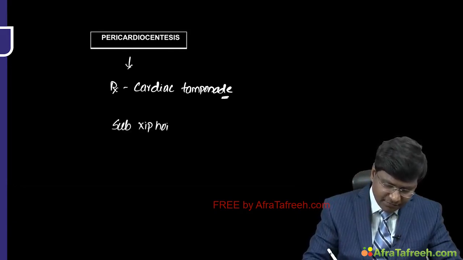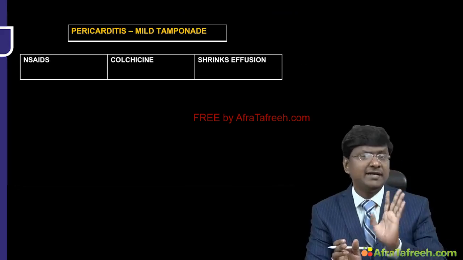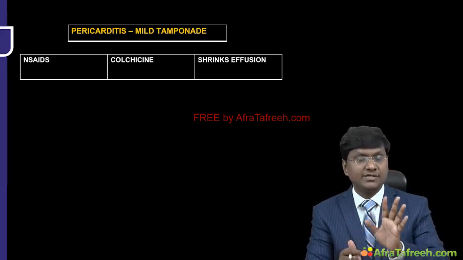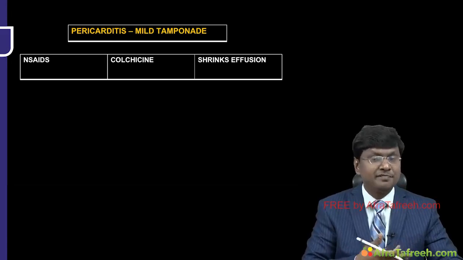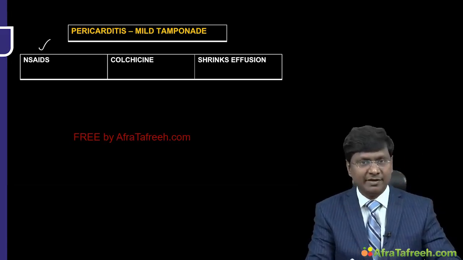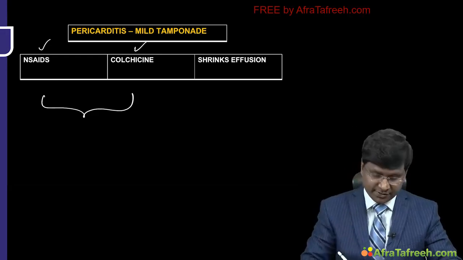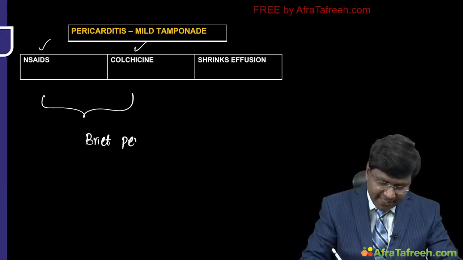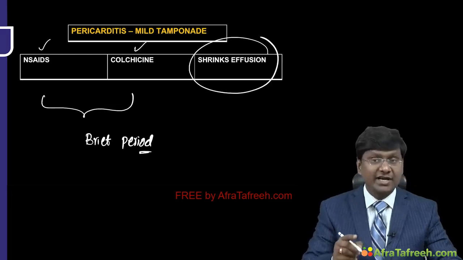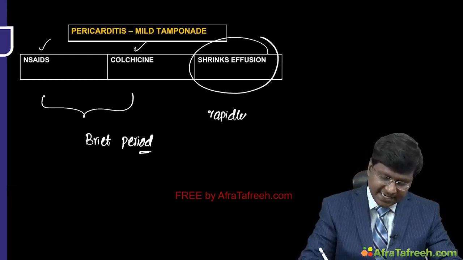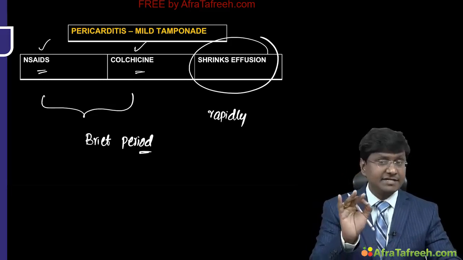Now, apart from this, do we need to supplement any drugs apart from pericardiocentesis? Suppose the individual is having mild tamponade, right? There is no exaggerated increase of the pericardial pressure, there is mild tamponade, and the patient is having the pericardial pain of pericarditis, then you can give non-steroidal anti-inflammatory drugs as well as colchicine. What is the purpose of giving these NSAIDs and colchicine for a brief period of time? They have been found to reduce or shrink the effusion rapidly. That is the advantage of giving these NSAIDs as well as colchicine if the individual is having pain of idiopathic pericarditis, if there is mild tamponade.